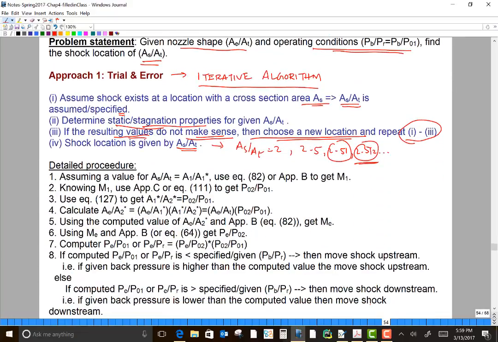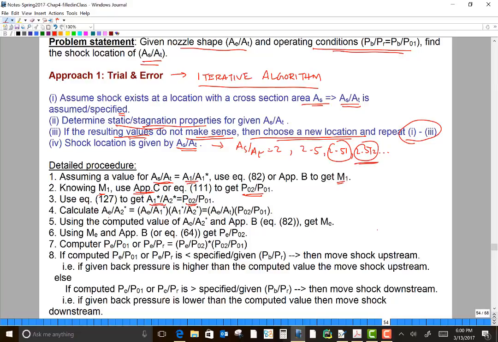The detailed way of doing this iteration is the following. So you assume a value of AS by AT, which is A1, the area of the location in front of the shock, divided by A1 star, where A1 star is the A star for the isentropic flow region in front of the shock. From this, if I know A1 by A1 star, I can get my M1, my Mach number. And once I know my Mach number in front of the shock, I can solve for the shock jump. Using appendix C, it's going to give me P02 by P01. And once I know P02 by P01, I can get A1 star by A2 star, okay?